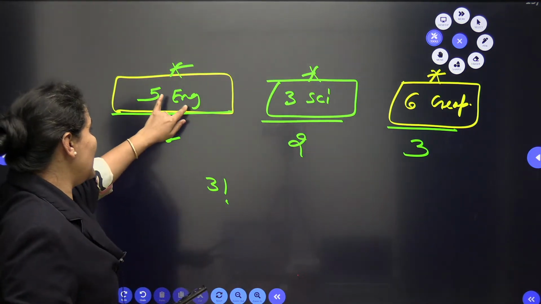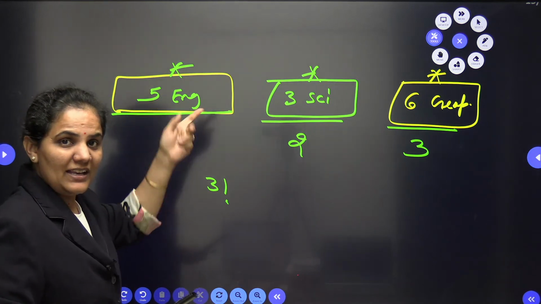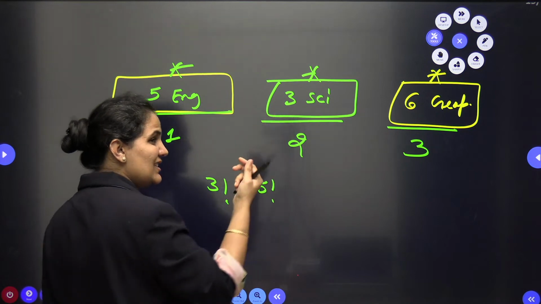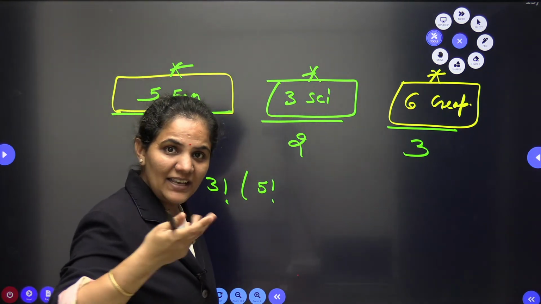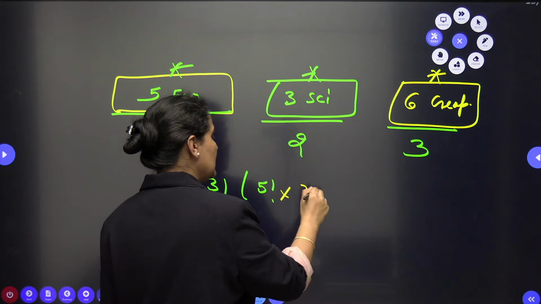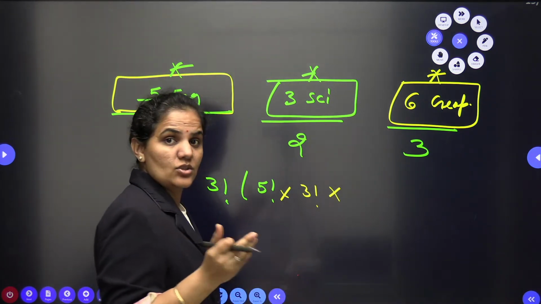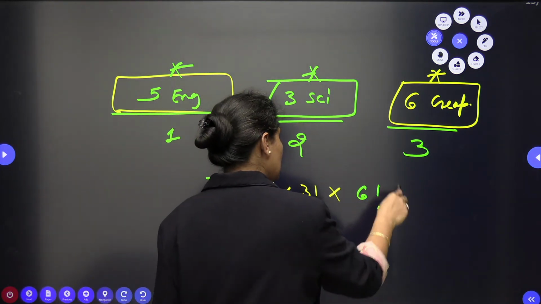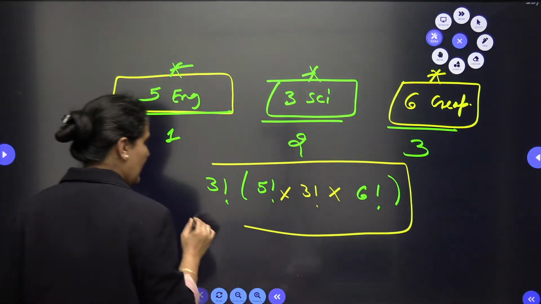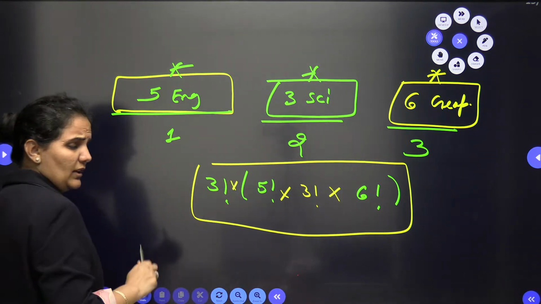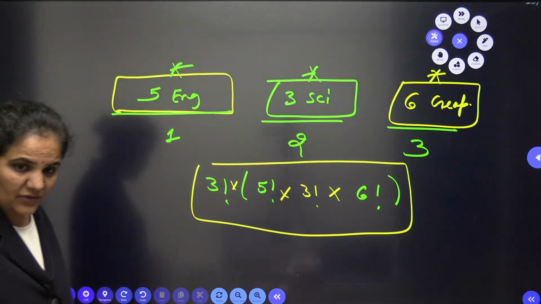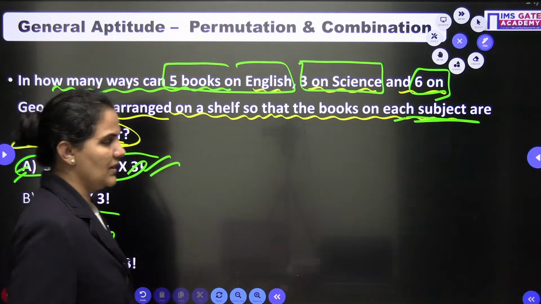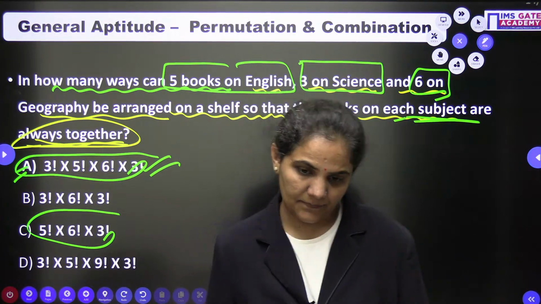Now, can these 5 English books arrange themselves? Yeah, surely. So this is the arrangement 5 factorial. Can these 3 science books internally arrange themselves? Surely. So this is 3 factorial. Can these 6 geography books internally arrange themselves? Yeah, surely. So this will be 6 factorial. So this will be my final answer, beta: 3 factorial multiplied by 5 factorial multiplied by 3 factorial multiplied by 6 factorial. So I can see it in option A for Ahmedabad. This is the final answer.